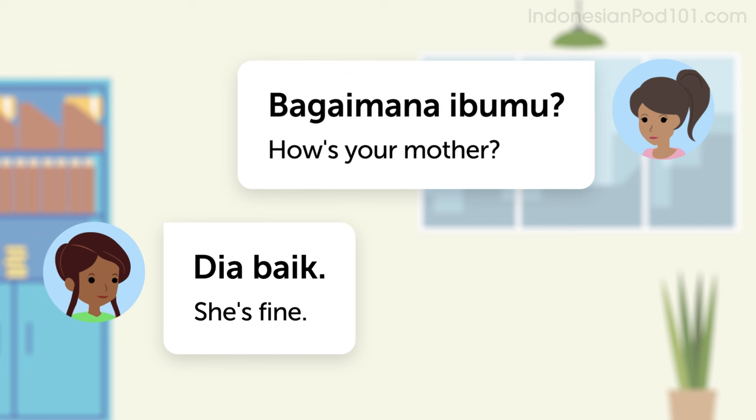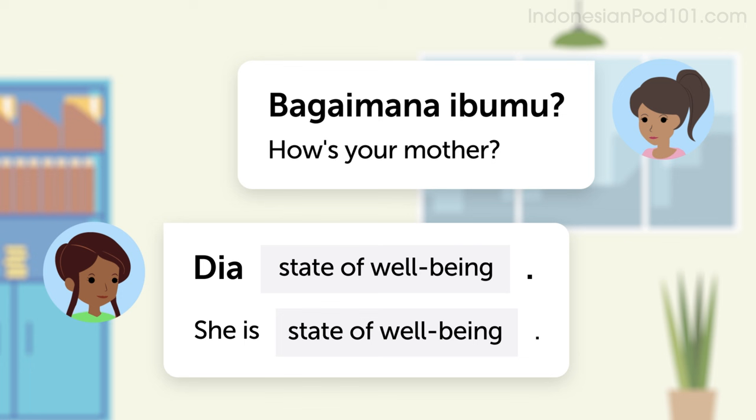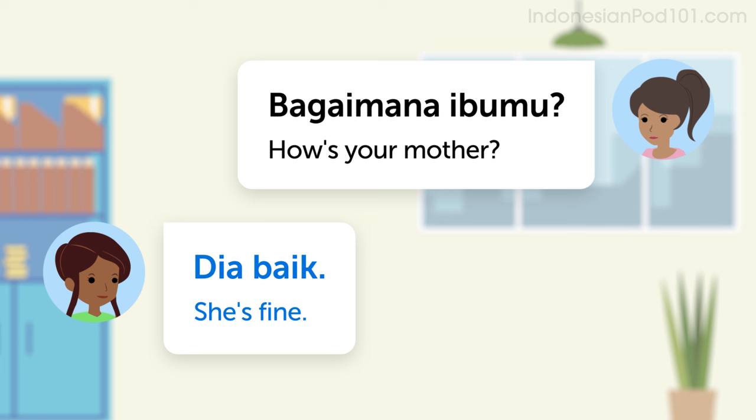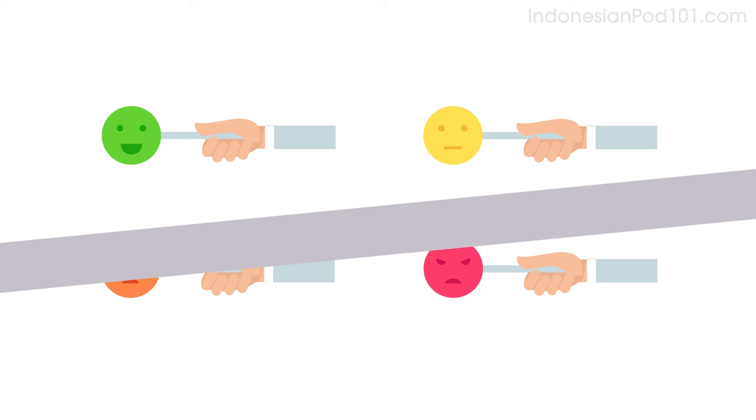Now, how do you answer this question? The pattern is Dia state of well-being. But it translates as she is state of well-being in English. For example, she's fine. Dia baik. Here are a few expressions related to well-being that you can use with this pattern.